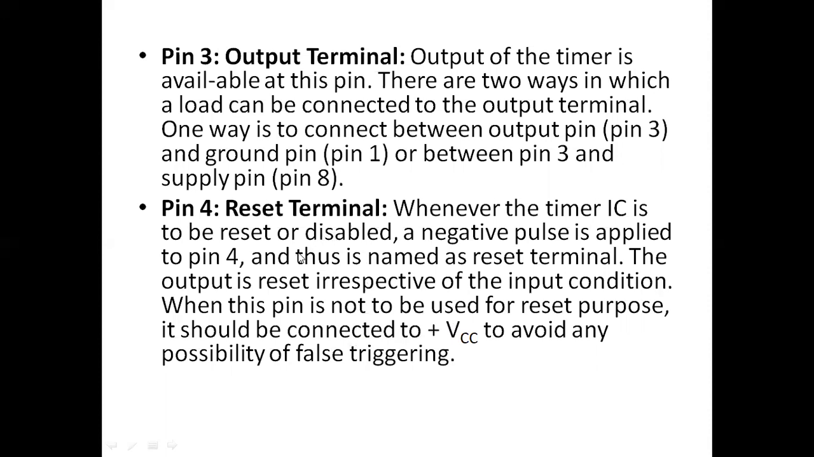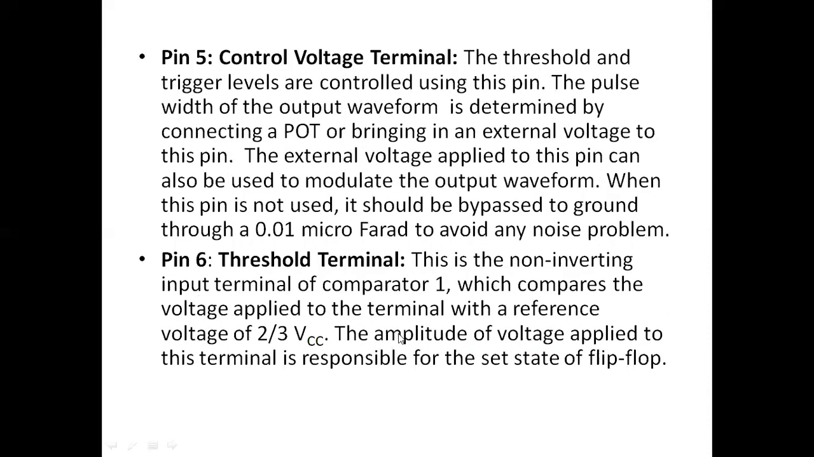So if you are not using the reset to reset the 555 IC, then we can connect this pin to plus VCC in order to avoid the possibility of false triggering. Next one is pin 5, that is the control voltage terminal. The threshold and the trigger levels are controlled using this pin. Normally we have the threshold voltage as well as the trigger voltage, and in order to control those voltages, we are using this pin.